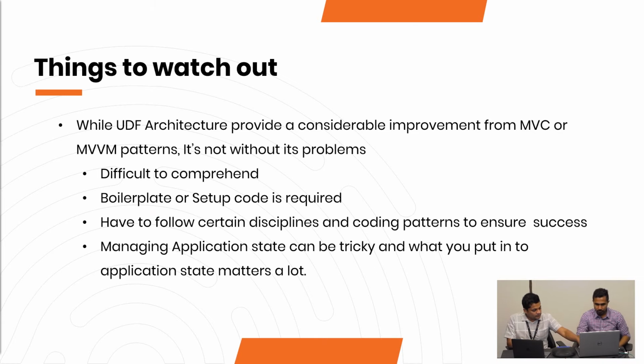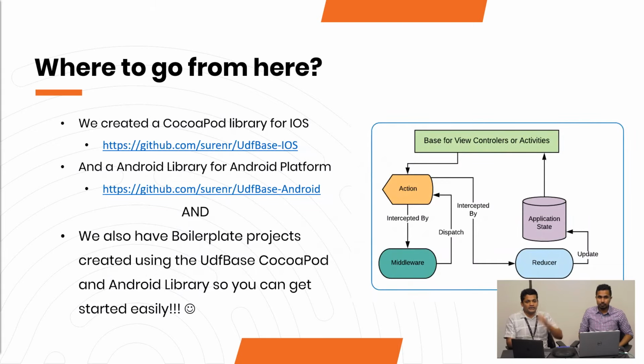And real quickly, just to give you a quick idea about where to go from here. I mentioned that if you are new to UDF, or the Unidirectional Data Flow pattern, go to the Redux main site and go through their introductory tutorials to understand what the pattern is. And then we have created these libraries which you can actually use, and we also have our boilerplates, which we will share the links for in the comment section. And these libraries will just help you get off the ground, right?